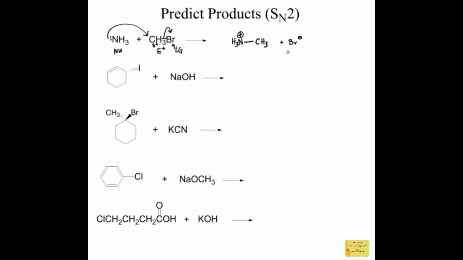Okay, how about the next one? Do we have a leaving group? Can we find a leaving group? There it is. Our iodide is the leaving group. So here's our electrophile.